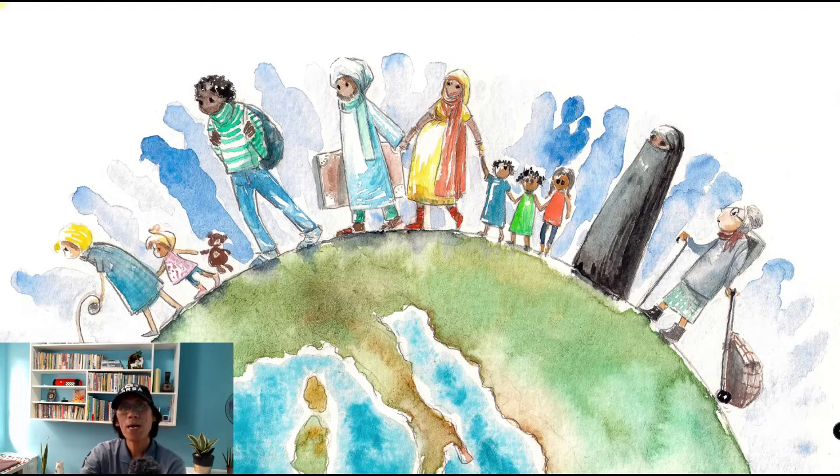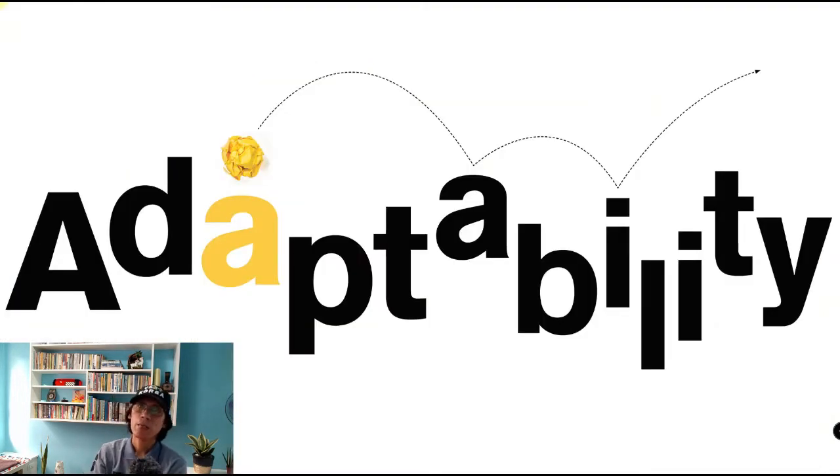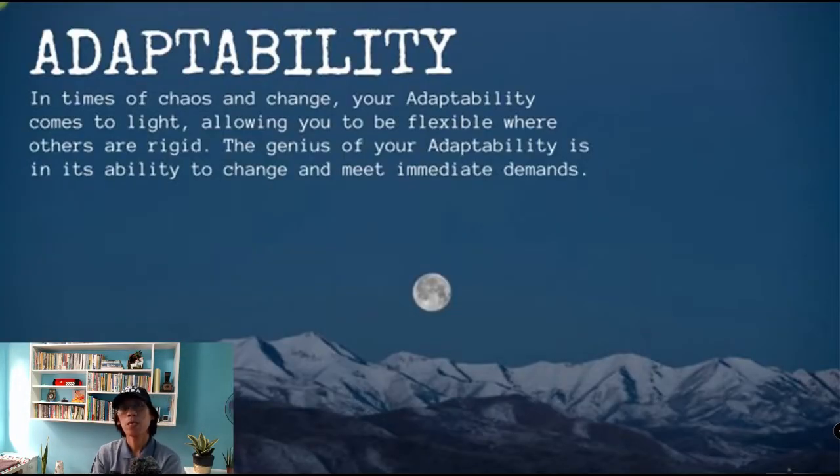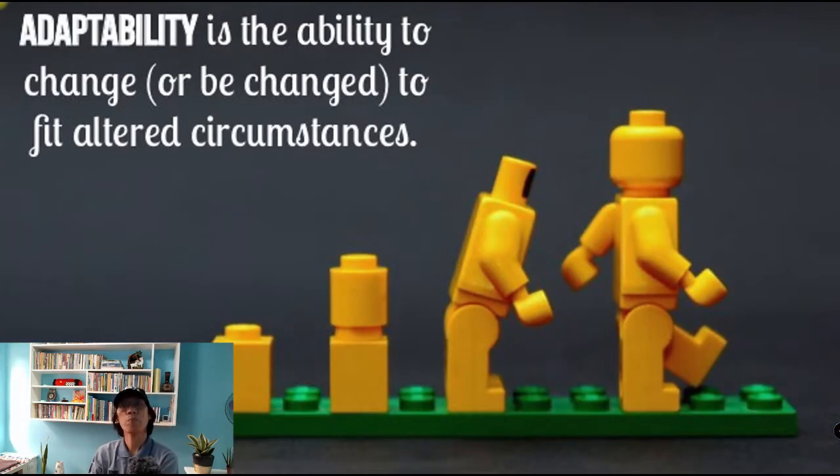Okay, let's talk about adaptability. Is this different from adaptation? And if it is, what is the degree of difference? Adaptability is simply the ability to change and meet immediate demands. I mean, the world where we live is complex. Sometimes there's chaos, sometimes there's change. And being adaptable means we are able to change or be changed to fit altered circumstances.